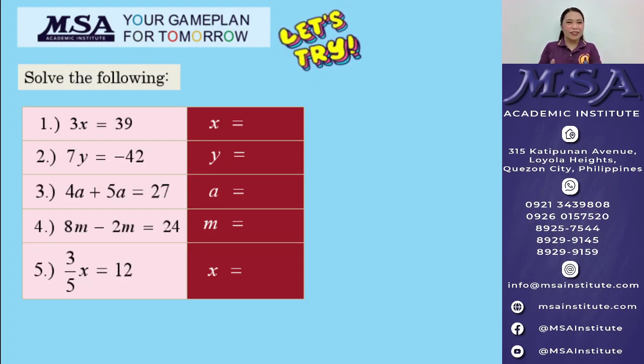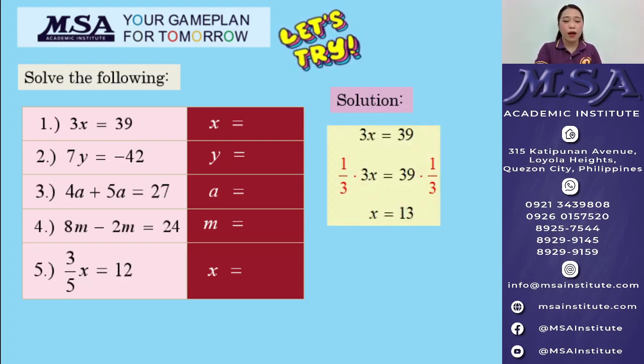Alright, so I think you're done with the first item. We have 3x is equal to 39. So again, the coefficient of x here is 3, and the reciprocal of 3 is 1/3. So we need to multiply both sides of the equation by 1 over 3. So we will get x is equal to 13. I hope you got it correctly.